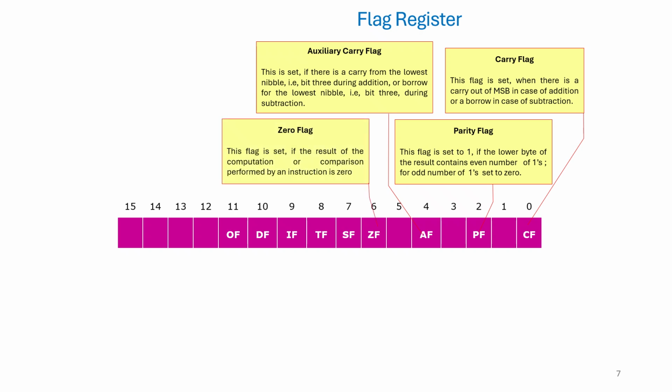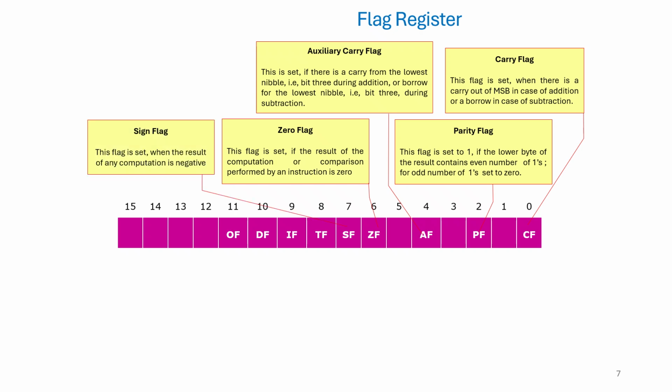The next one is the zero flag. It is used to find out whether the result of the operation completed is 0 or a non-zero value. If the result of the operation completed is 0, the zero flag will set. Otherwise, it remains 0.